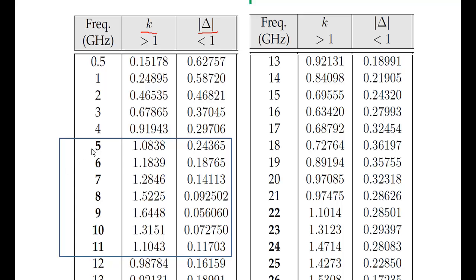And so in this region between 5 and 11 GHz we see that we have K greater than 1 and we have the determinant less than 1. So between 5 and 11 GHz our amplifier using this active device will be unconditionally stable no matter what. There's another stable region at 22 GHz and above.